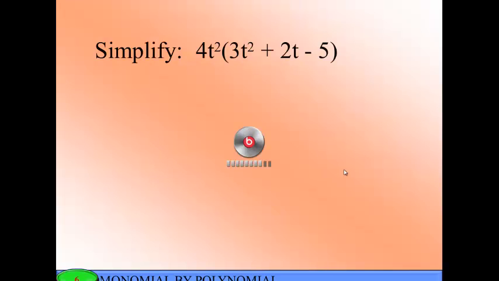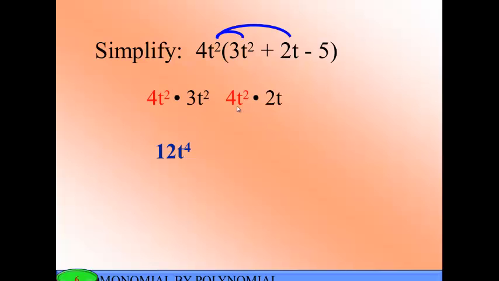Let's move on and discuss the example on slide number 6. So here I have a monomial multiplied to this quantity 3t squared plus 2t minus 5. So first, we distribute 4t squared to 3t squared. So 4 times 3 will give us 12. T squared times t squared will give us t raised to 4. Next, 4t squared times positive 2t. This will give us 8t cubed.